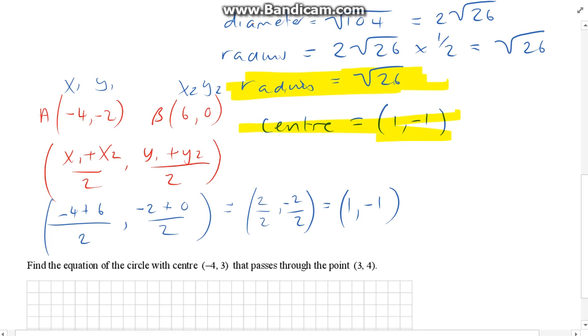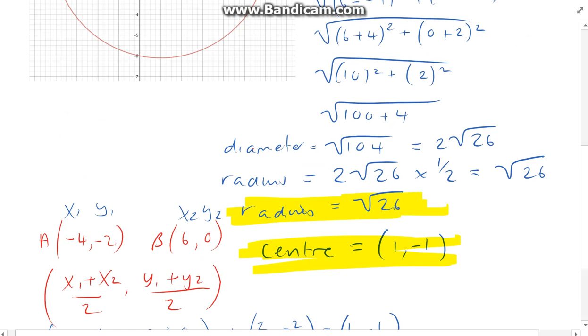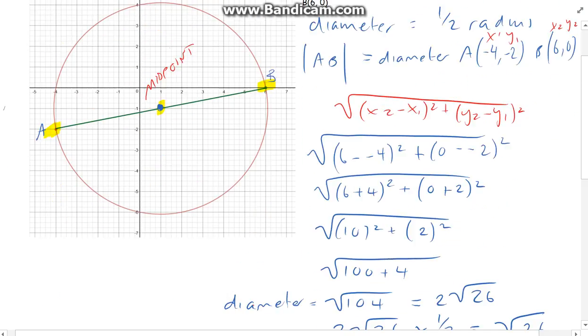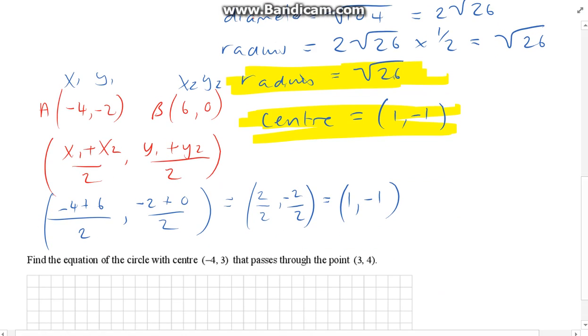We'll highlight that as well so it stands out. So the question they asked us, always go back to see what did they ask me. They asked me to find the equation of the circle. So if I want to find the equation of the circle, I need to fill it into my formula: x minus h all squared plus y minus k all squared equals r squared. So we know that r is going to be root 26. We know that h is 1 and k is minus 1.